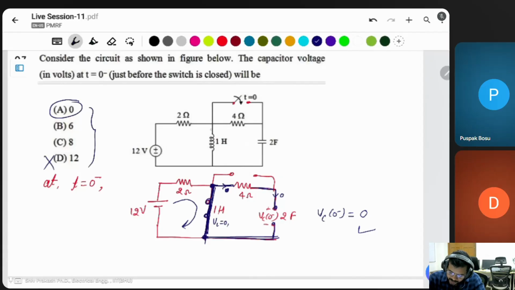If you want to find the voltage across this resistor, it is the same as this voltage. Then the voltage across this resistor is 12 into 4 divided by 6, which means 8. This is also given in the options. Then we have to do this one carefully. All the options can match.